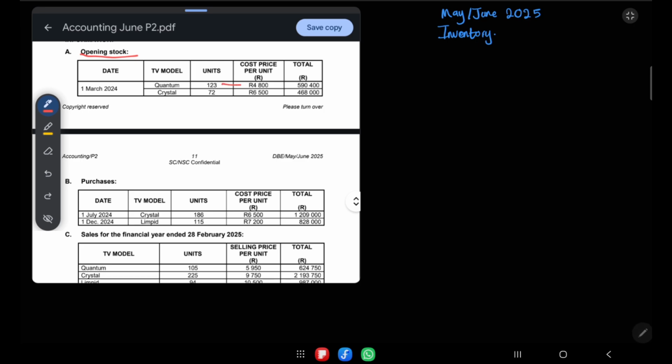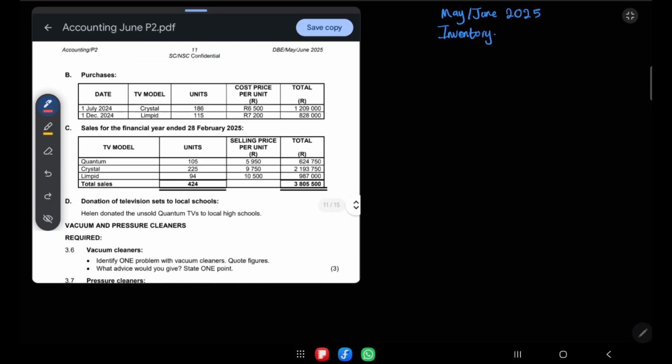So let's say 123 times 4,800. Remember, play around with the figures so that you familiarize yourself with the information that you've been given. So when you multiply 123 with 4,800, you get 590,400. That figure makes sense. Let's move to Crystal. You have 72 units times 6,500, which is 460,000. Okay, that figure is also accurate. This table makes sense. Remember, it's your opening stock. They don't say anything about closing stock units, so it's not given to us.